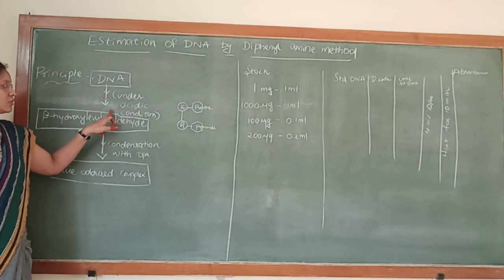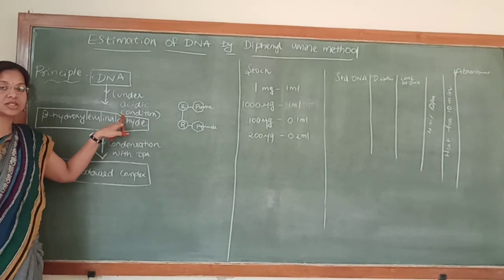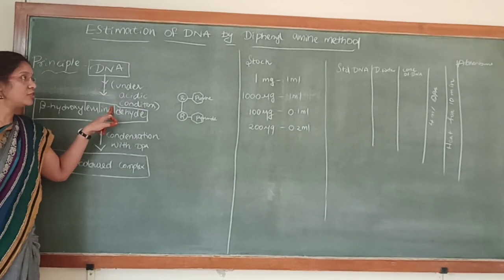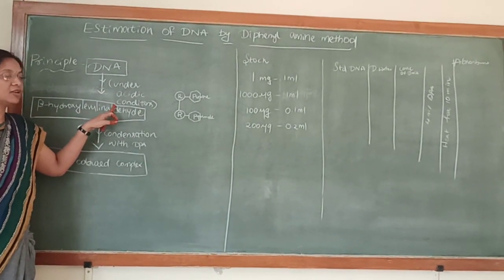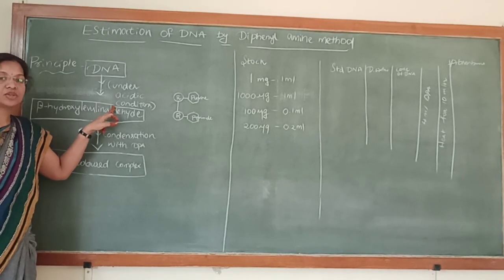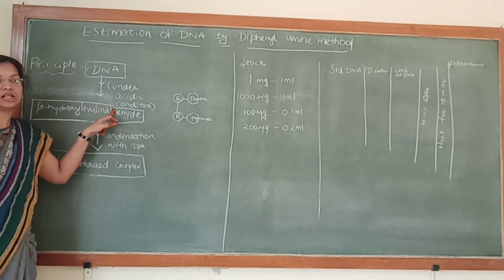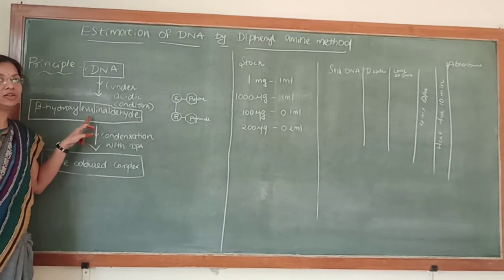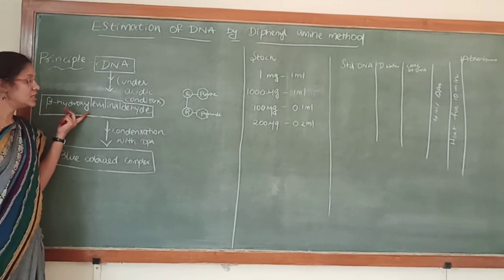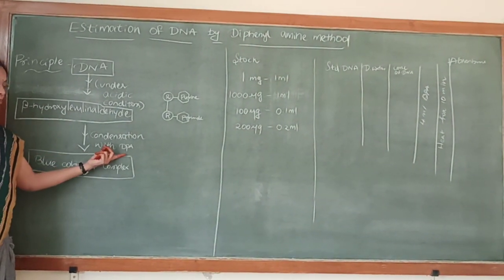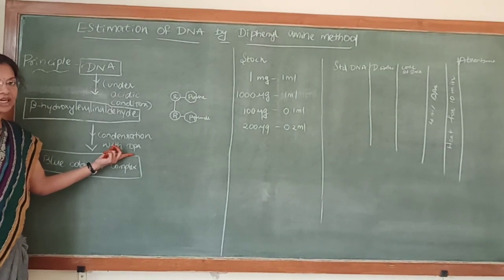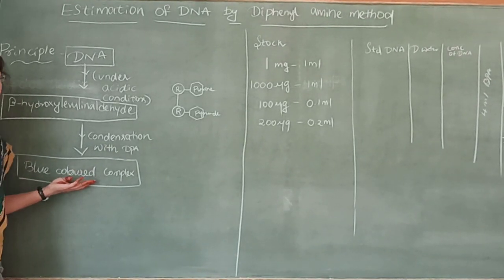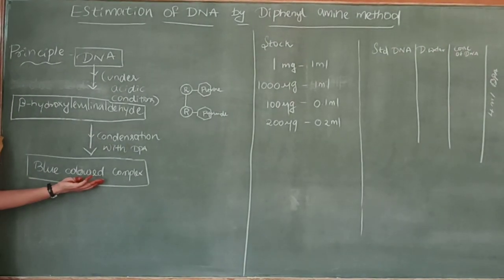Here I said that DNA under acidic conditions will become beta levulinic acid. This is because we are providing acidic conditions when you add the reagent to the DNA sample. When you prepare the reagent, that is the diphenylamine reagent, you are going to use glacial acetic acid and also sulfuric acid, which will create these acidic conditions leading to the production of this aldehyde. This aldehyde then condenses with DPA, that is diphenylamine, the active compound in the reagent, and this gets converted into a blue colored complex.